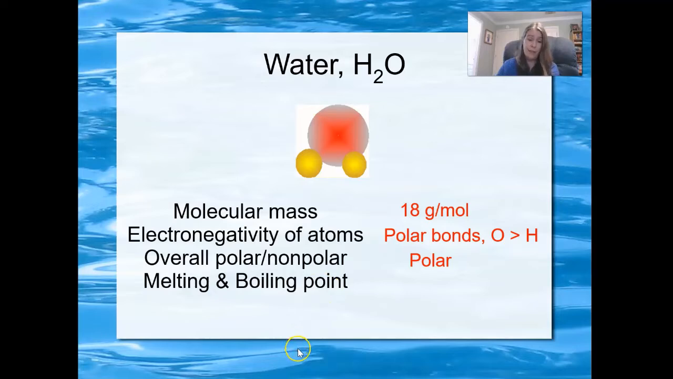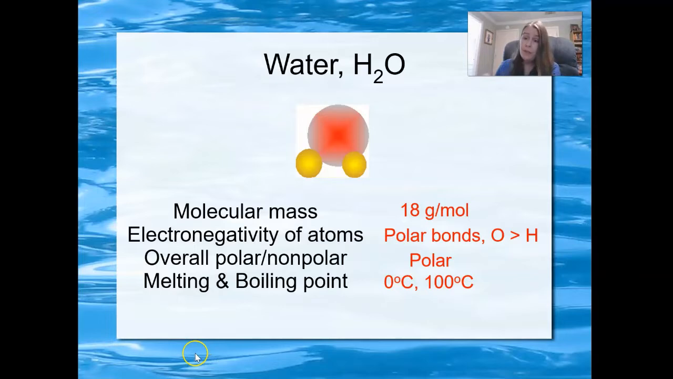Another thing that we can say about water is that for a molecule of its size, it has an extremely high melting and boiling point. And of course, we know the melting and boiling point of water. The melting point of water is 0 degrees C, and the boiling point of water is 100 degrees C. So let's keep those ideas in mind while we look at some modifications to water.